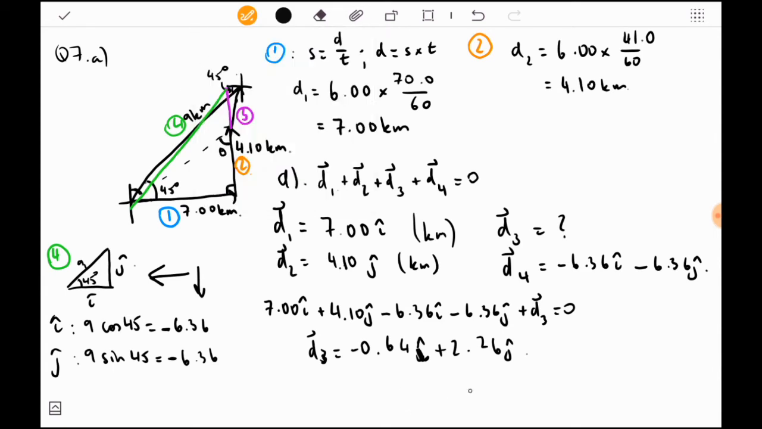So this is good, but it doesn't actually tell us how far they went or what direction they turned in. So for how far they went, we just need to find the magnitude of this. We can just do this using Pythagoras. So the magnitude of D3 is just the square root of 0.64 squared plus 2.26 squared. And that is equal to 2.35 kilometers.